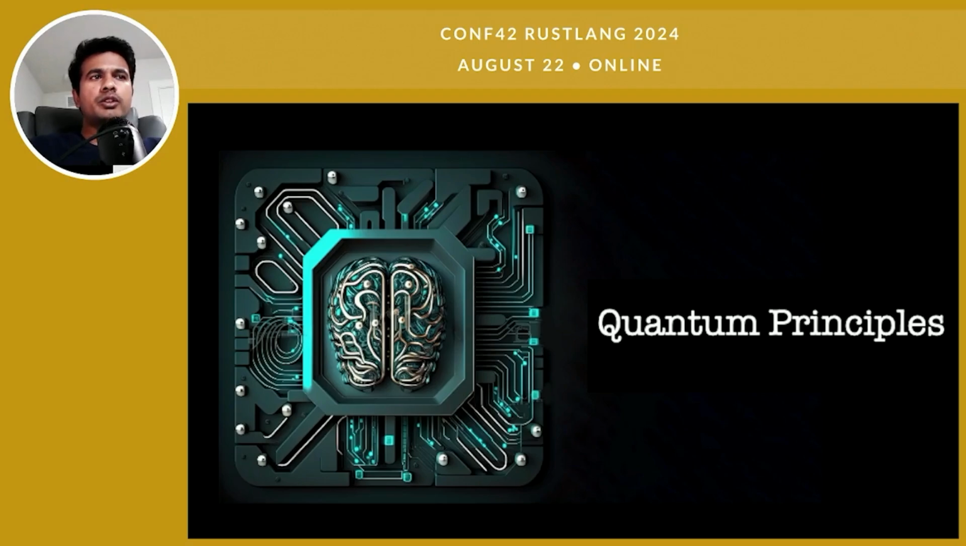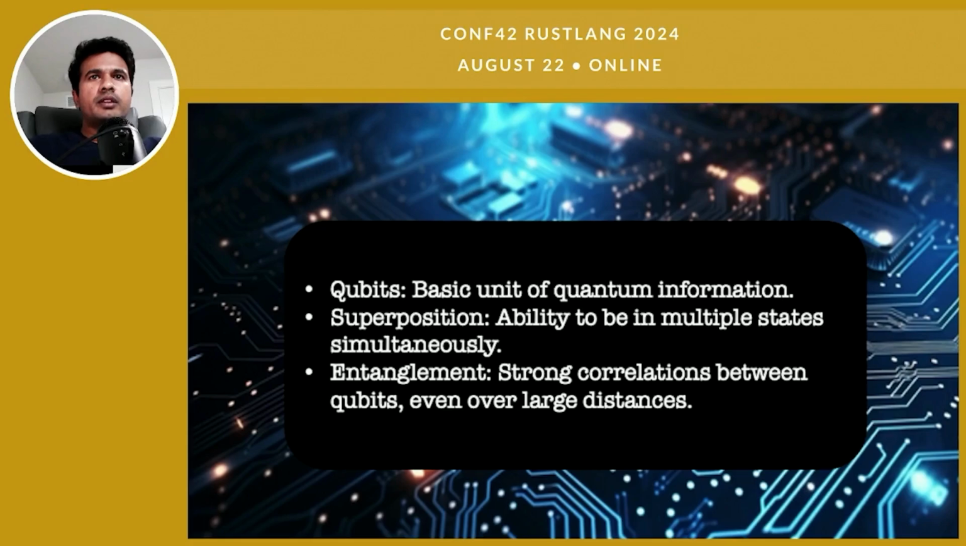Let's go through the quantum principles. There are three major quantum principles which are fundamental in quantum computing: qubits, superposition, and entanglement. A qubit is the basic unit of quantum information. Superposition is the ability to be in multiple states simultaneously. Entanglement is a strong correlation between qubits, even over large distances.